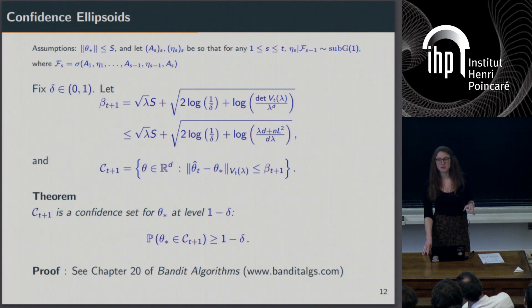I'm not proving it, I'm just referring you to this very good book. It's called Bandit Algorithms, written by Szepesvari and Lattimore. You can find it on banditalgs.com. It's very good. In chapter 20, you have all the proof in detail on how to prove this kind of confidence intervals.